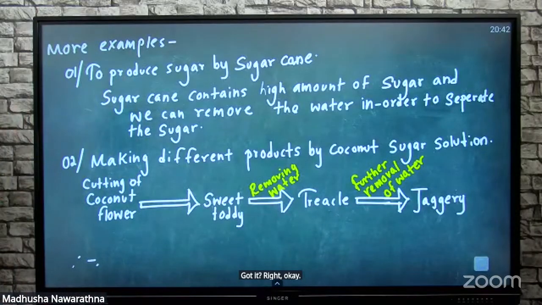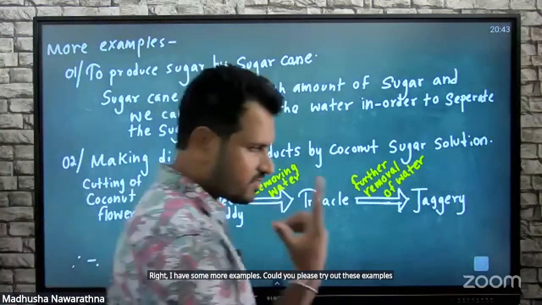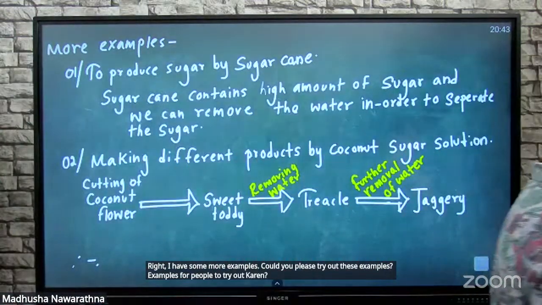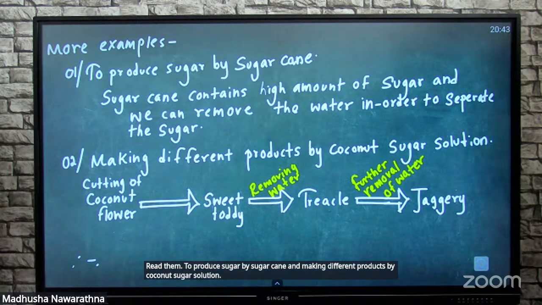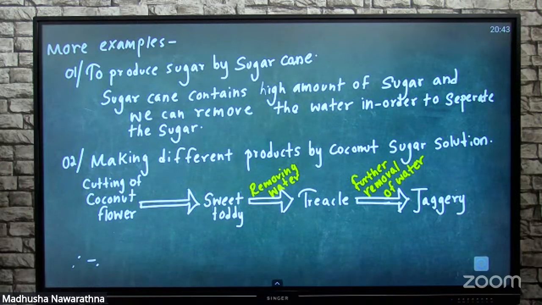Right, I have some more examples. Could you please try out these examples? Read them. To produce sugar from sugarcane and to make different products from coconut sugar solution. To produce sugar from sugarcane. So hurry up and copy this, then I'll explain this one.